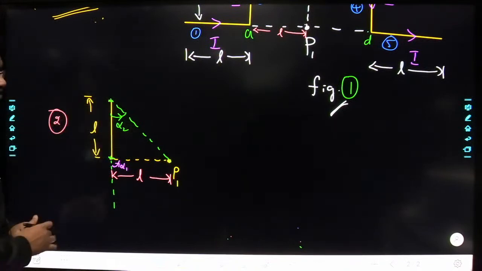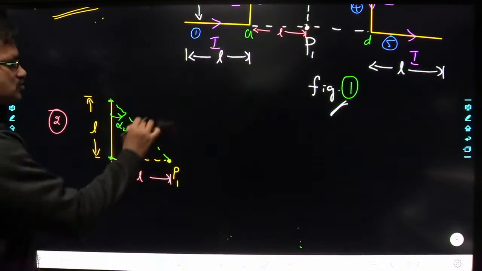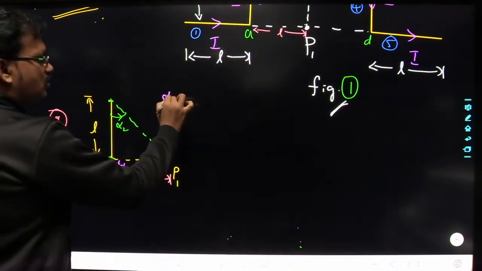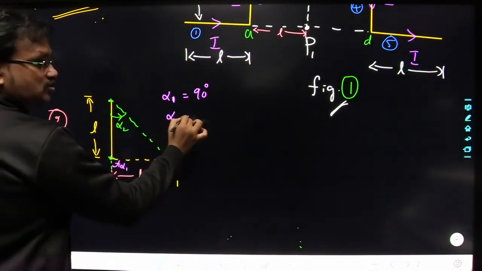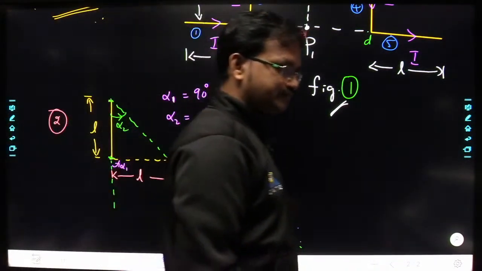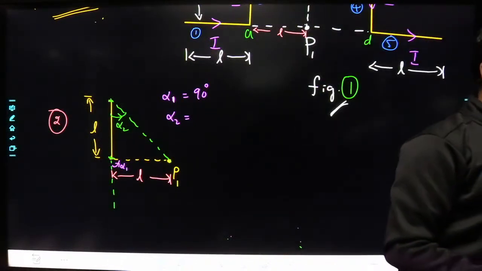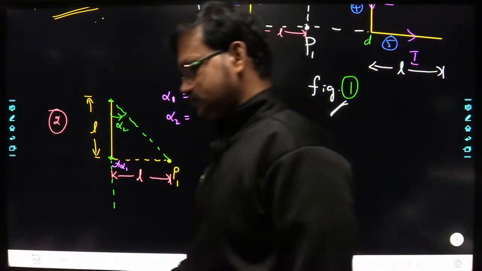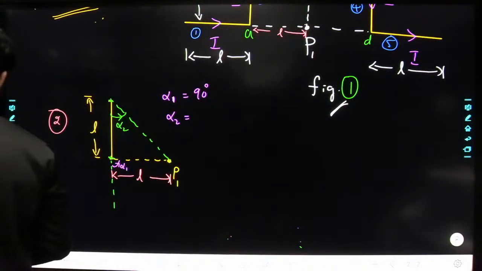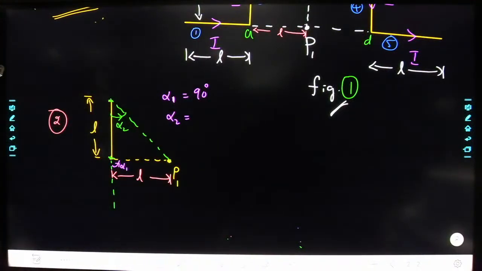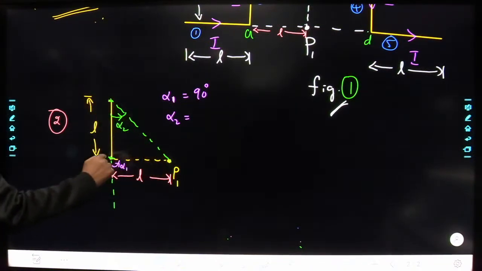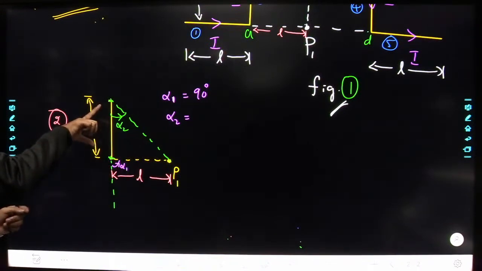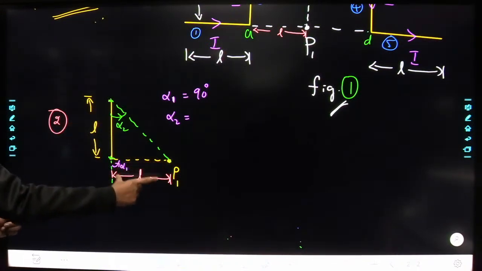And what is alpha 2? Tell me. Alpha 1 is equal to 90 degrees. Alpha 2 is equal to how much? See, this will form what? This is forming a right angle triangle or not? Yes or no? So this side length is L, this length from here to here the length is L.